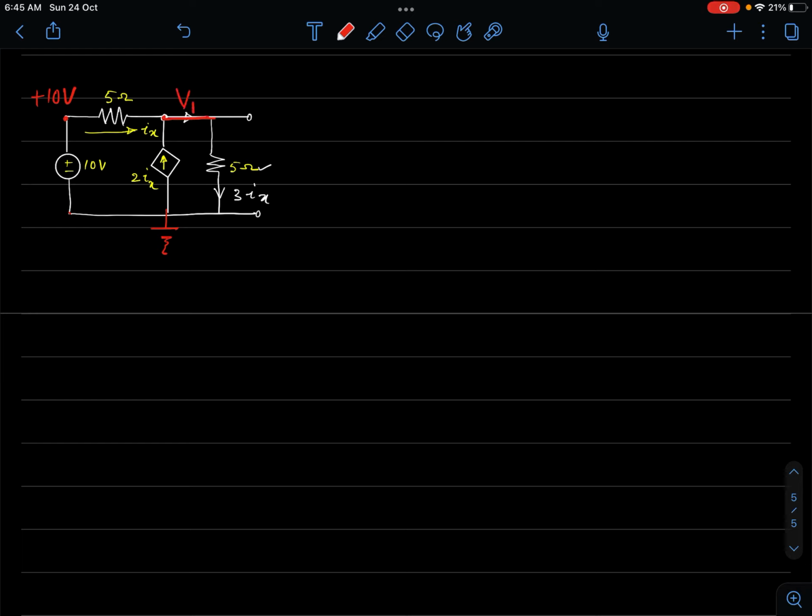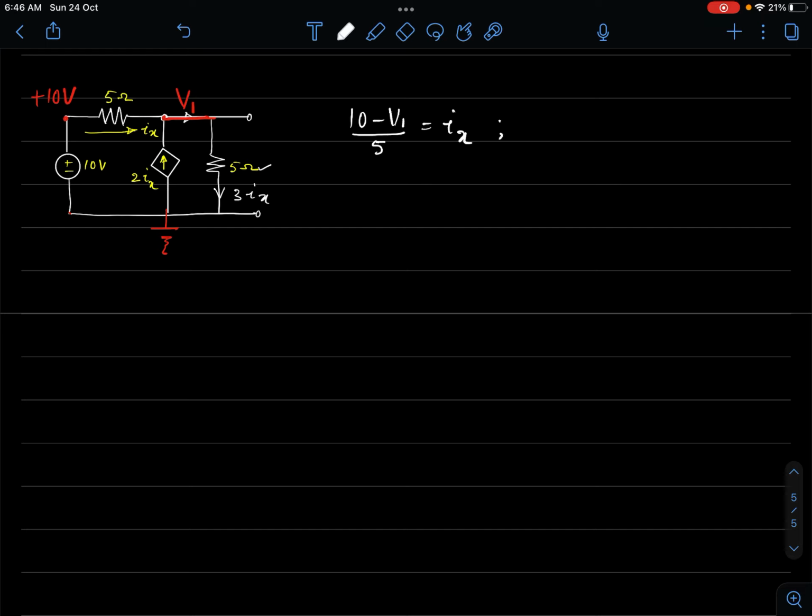Okay. So how do I write the nodal equation? I can easily write it as the potential difference across 5 ohm, that is (10 minus V1) divided by 5, is the current in that branch. What is that current in that branch? That is Ix. So one equation is available to me. I can always simplify these equations. Now, however, what is V1 equal to?